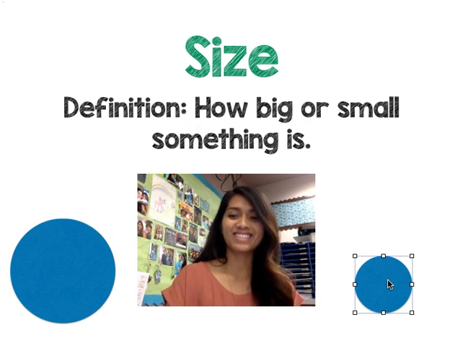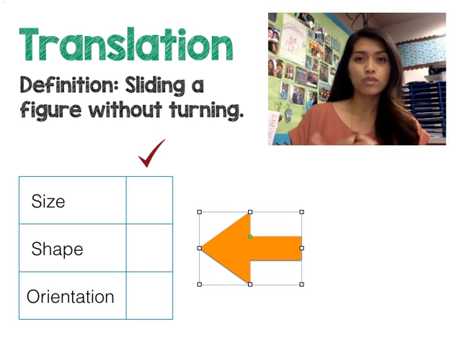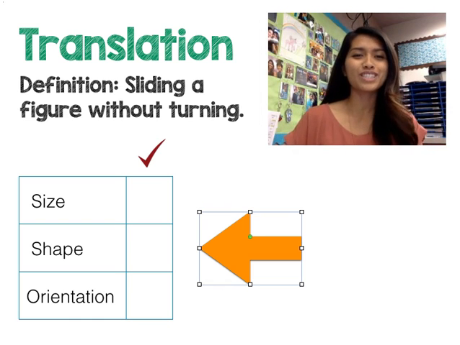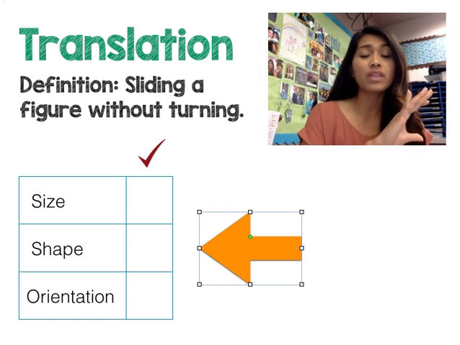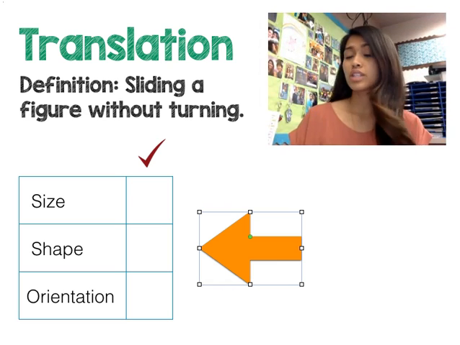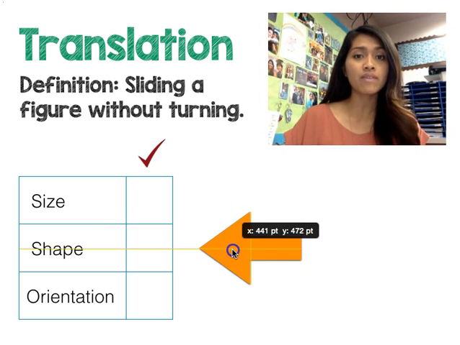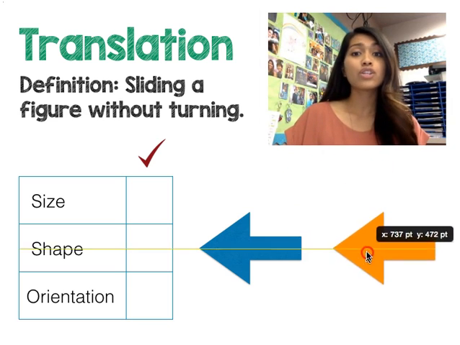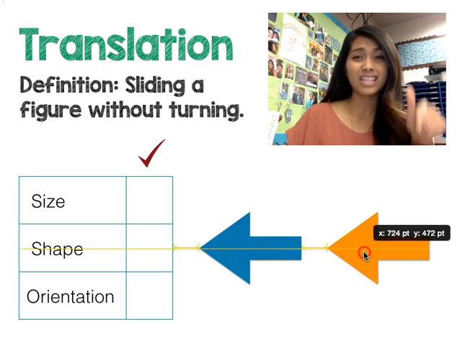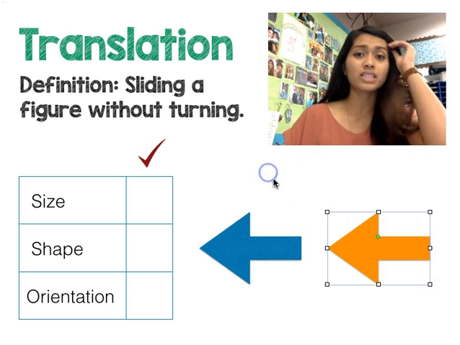That's it. Okay, so now we're going to be reviewing some transformations. The first one is translation. What is it? Basically, it is a sliding of a figure without it turning. So let me give you a quick visual. So here I have an arrow. I'm going to slide it all over the place. Notice it does not turn. This right here is called a translation.